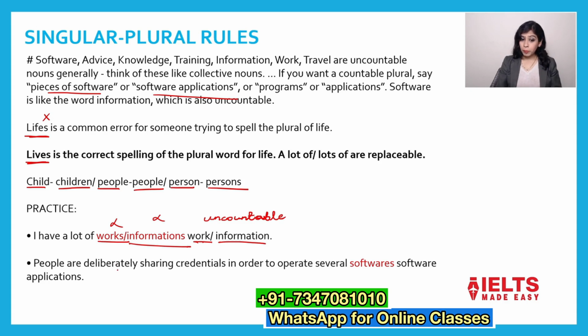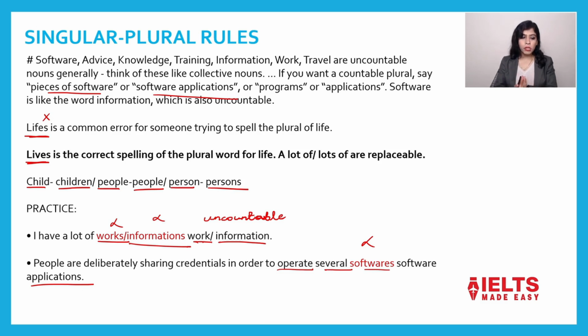People are deliberately sharing credentials in order to operate several softwares. Softwares is a wrong word as it is uncountable. So, we'll use software applications for the numerous forms. When we want to talk about something plural, we'll say software applications.